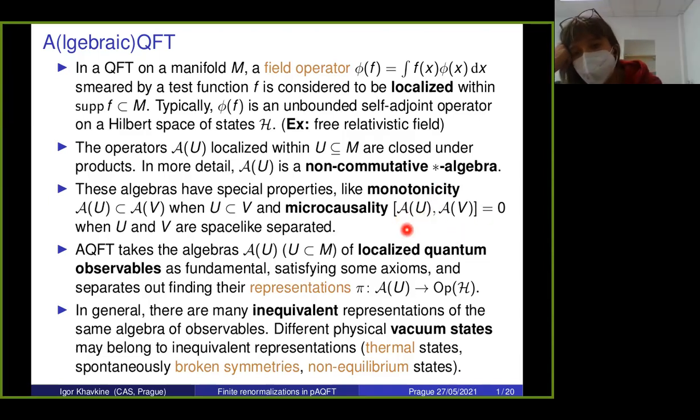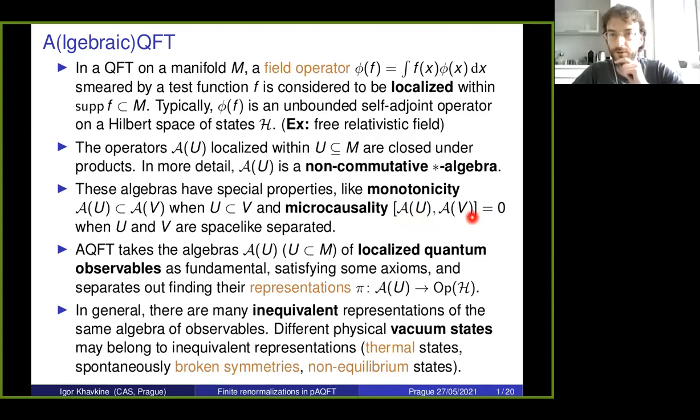Okay, so if the domains U and V are space-like separated, then they commute. And this is called microcausality, or it's a part of the canonical commutation relations in relativistic quantum field theory. So these are some properties that we want to keep in general. At some point, people decided to get together and write down a list of axioms that such algebras localized on space-time regions should satisfy.